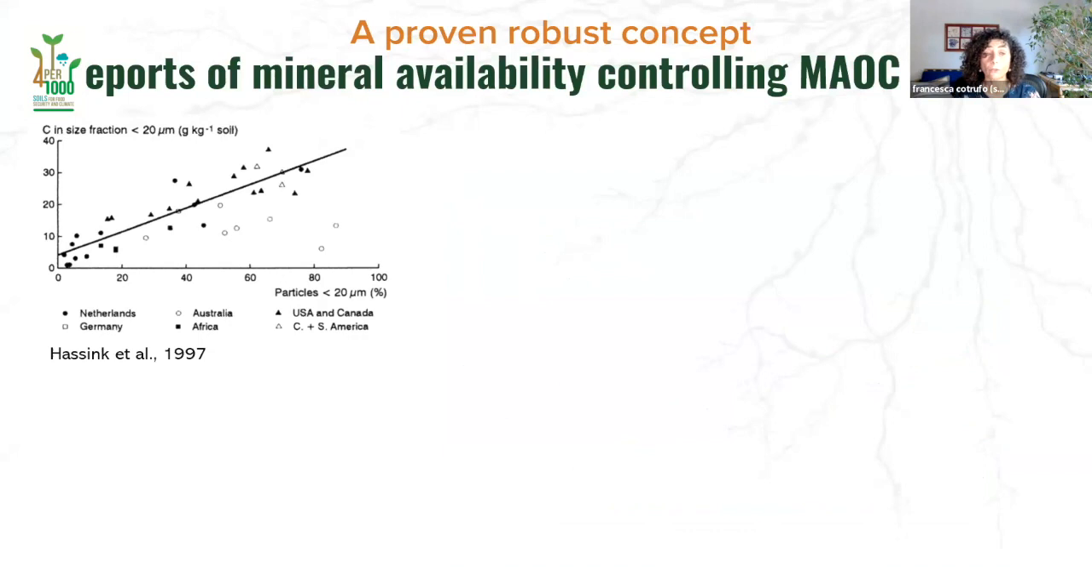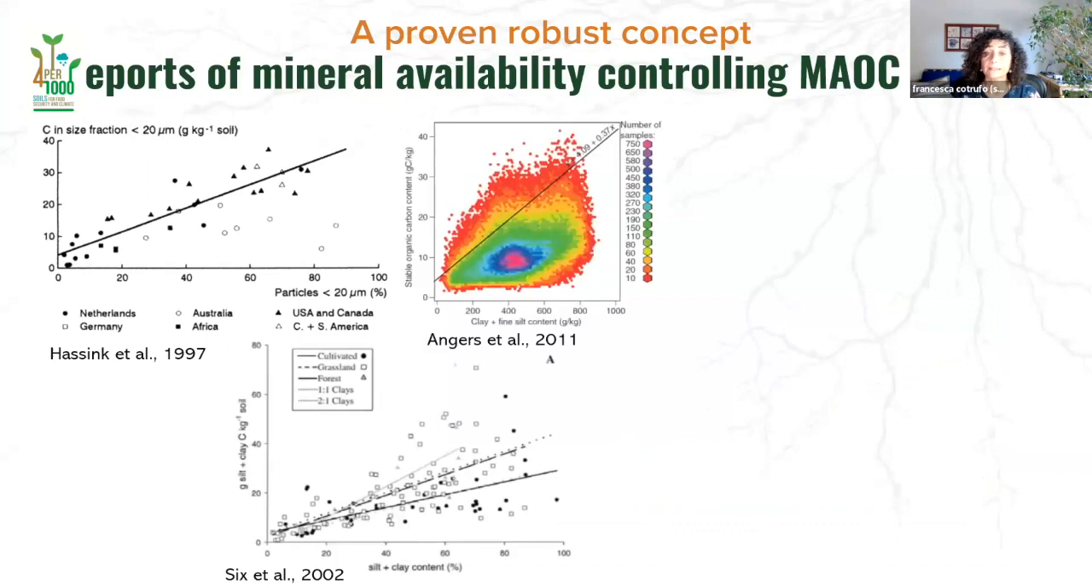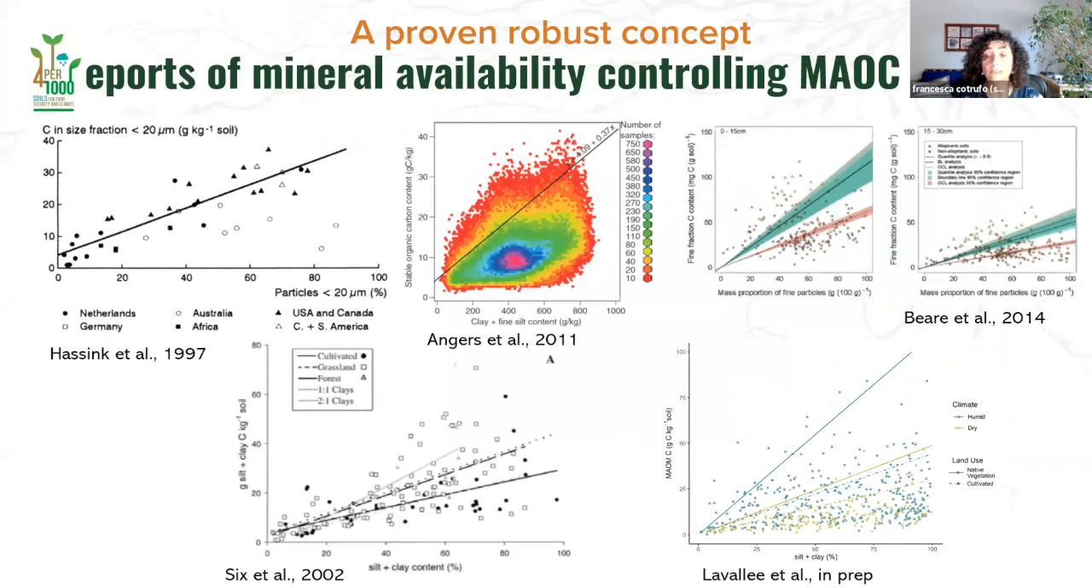And this is a global synthesis, but it has been found over and over again, from the very initial analysis that we all know, and then revisited by the classic paper. It has been found at the national scale in France, in New Zealand, and this is the work we are currently doing in North America using the NICS soil. So this relationship is robust, it has always been found.